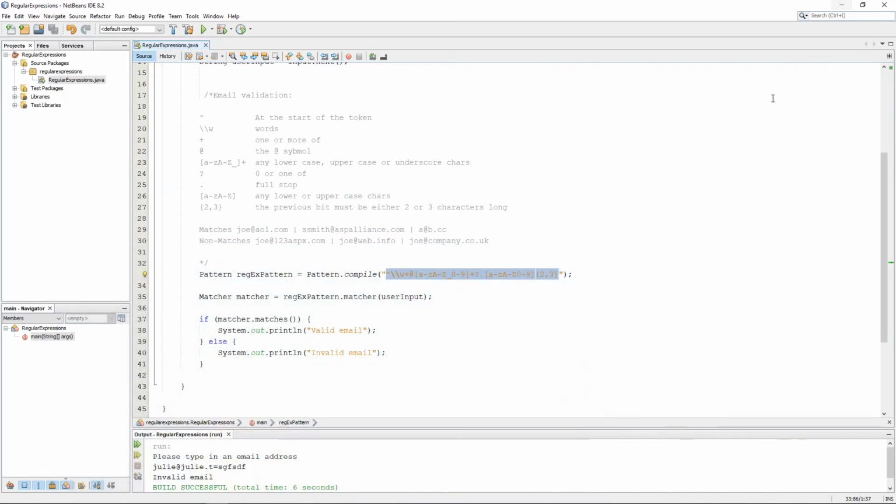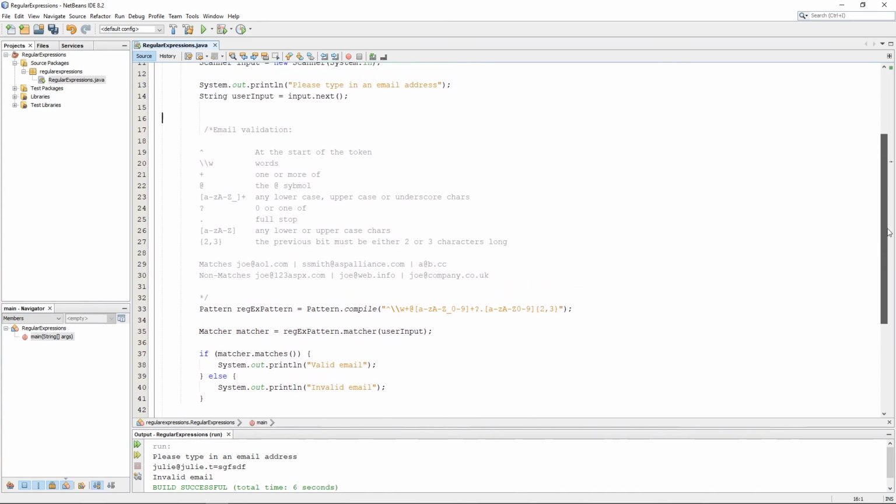So step through it, make sure you fully understand what they are doing, and if it doesn't work, try another one. Try another one, because there's going to be lots of different ones that you can try and have a go at. Okay, that's how to do regular expressions.